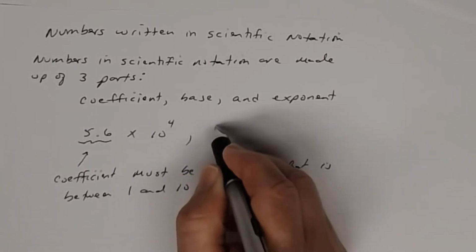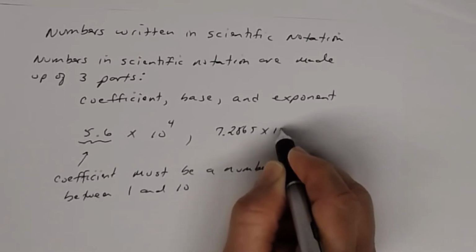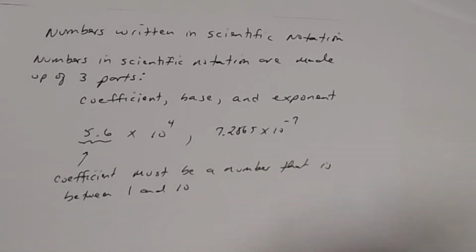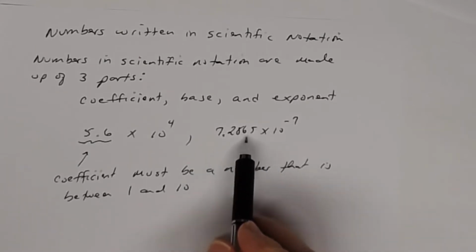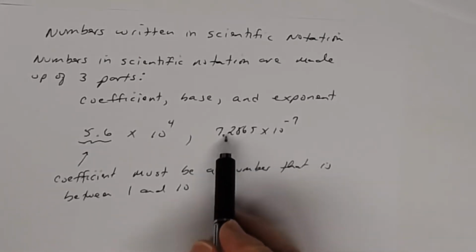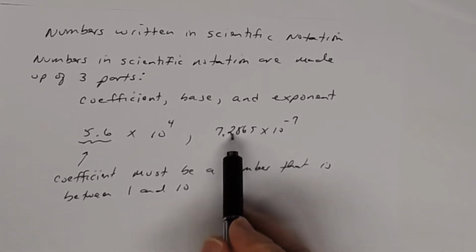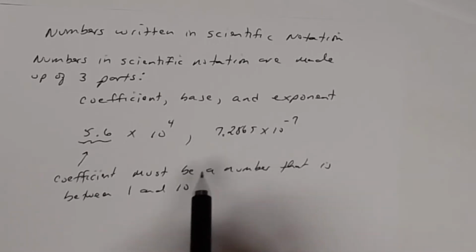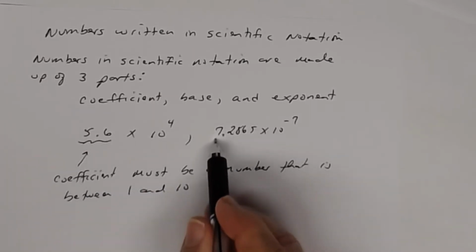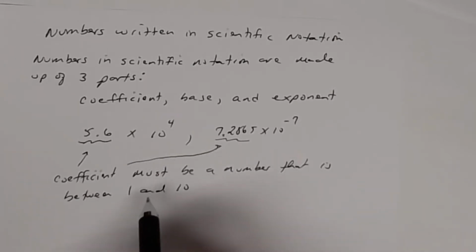So another example would be something like this, where you have, let's say, 7.2865 times 10 to the negative 7th power. So notice that in this number that's written in scientific notation, there's only one non-zero digit in front of the decimal point. But again, you can have more than one in back of the decimal point. Okay? So these are your coefficients here. So the coefficient must be a number that is between 1 and 10.